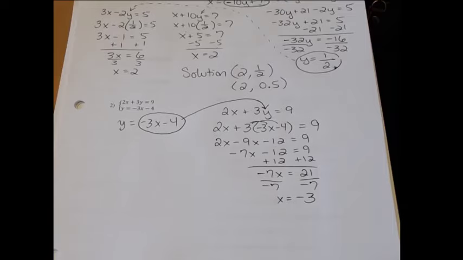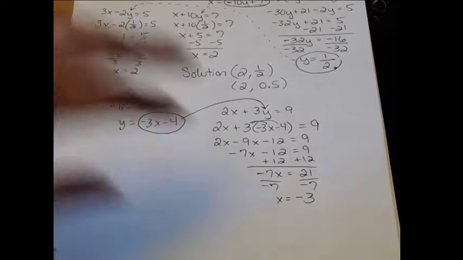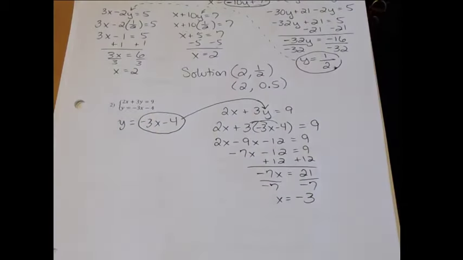As a reminder, since we know that x is negative 3, I can plug it into both of the original equations and make sure I get the same y value. So I'll do that just to show you what it looks like again.